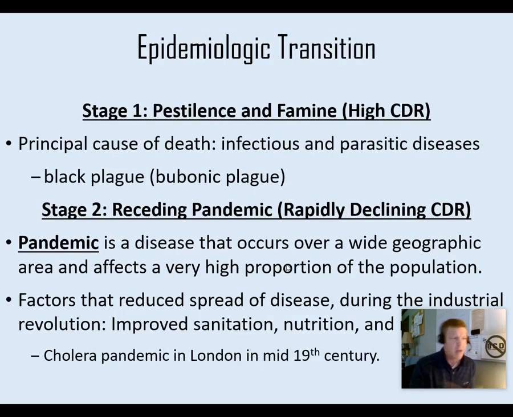So let's talk about stage 1. Nobody's still in stage 1 anymore, but at that time it was infectious and parasitic diseases. The Black Plague is an example. Again, you had high death rates in stage 1, so there was very little population growth. Stage 2 was the stage of the receding pandemics, a rapidly declining death rate, though. A pandemic we would define as a disease that occurs over a wide geographic area and affects a very high proportion of the population.